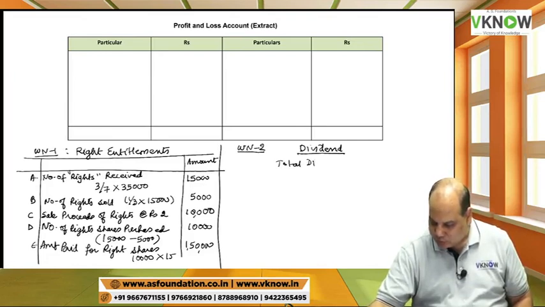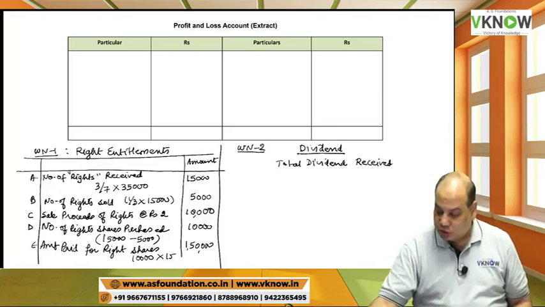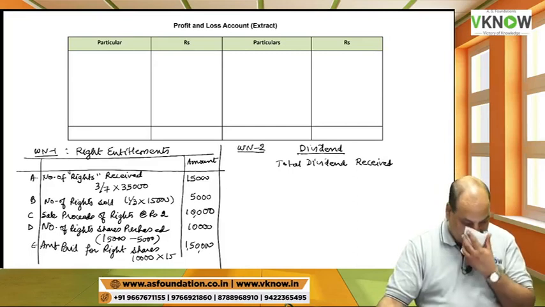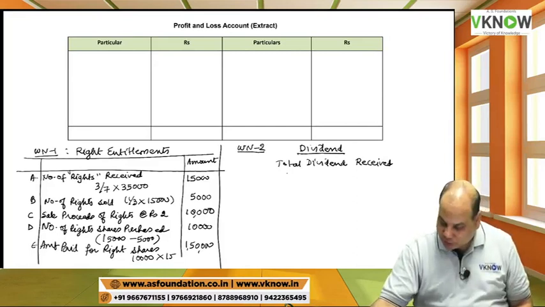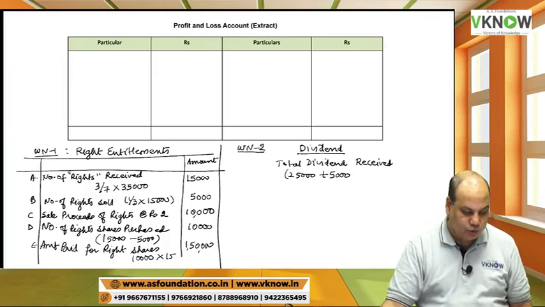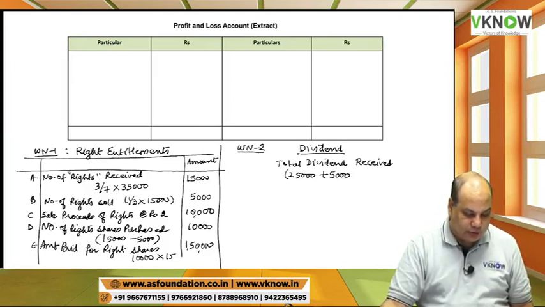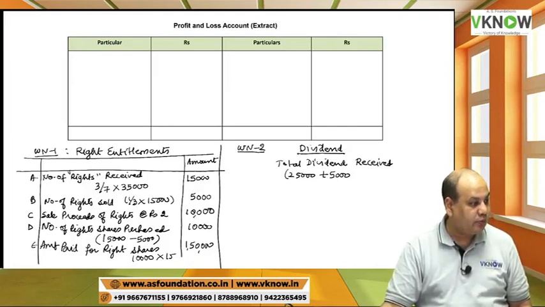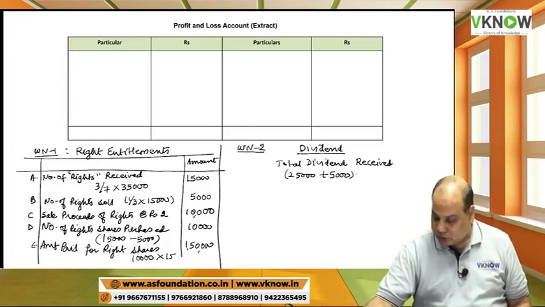First write down total dividend received. Total dividend will be received on 25,000 plus 5,000 shares purchased on 20th June, because these shares were purchased from the market, multiplied by rupees 2, so that is 60,000.